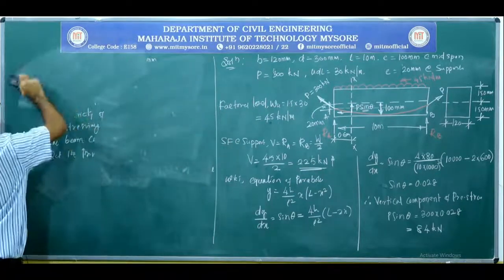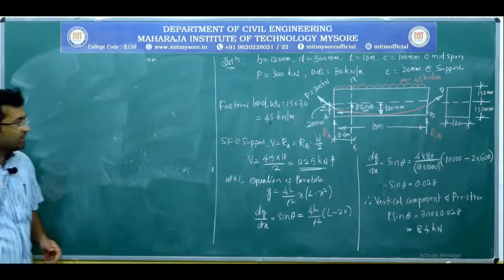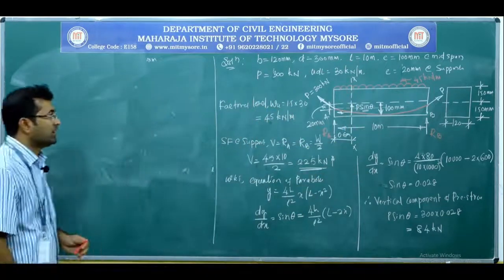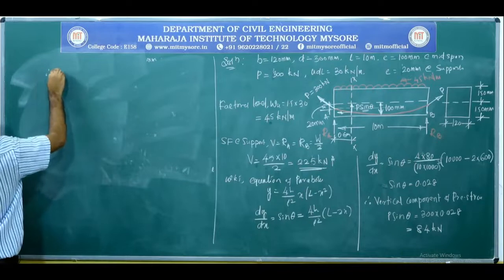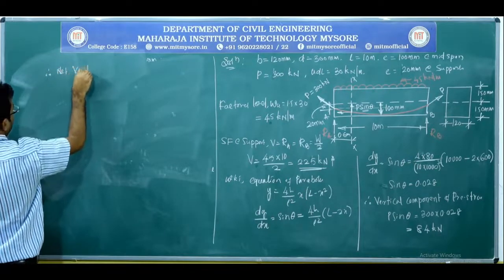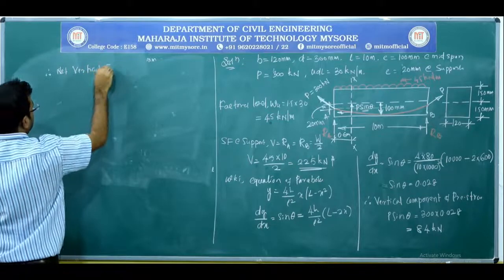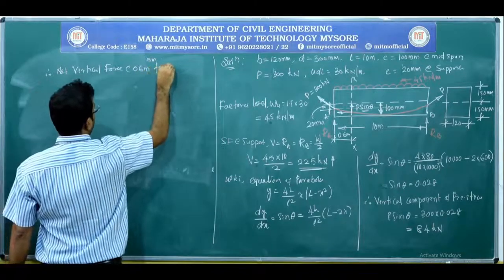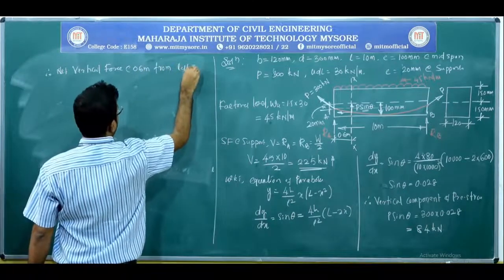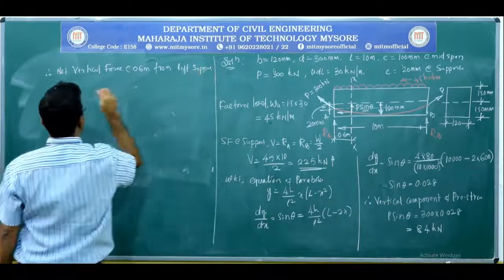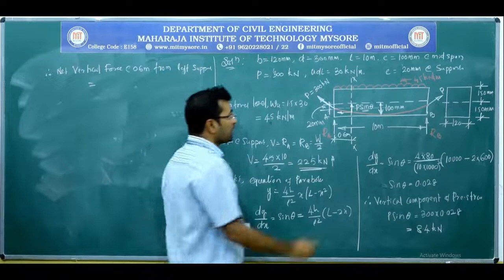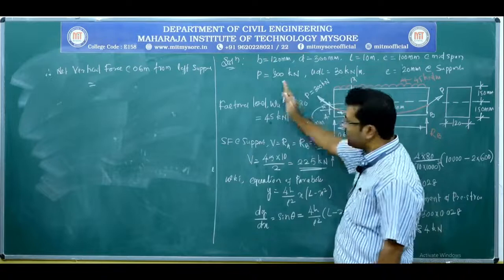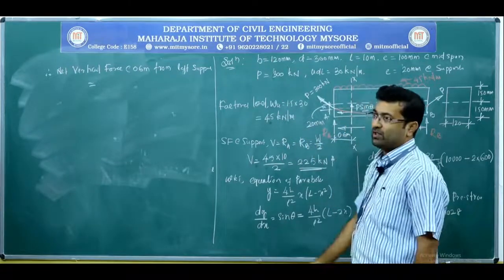next we need to work out the net vertical force at a distance of 0.6 meter from the support. That is, here exactly at this point we need to work out how much is the vertical force. So therefore, net vertical force at 0.6 meter from left support. Okay. So here to calculate net vertical force at this particular point, we need to consider either the left portion of the beam or the right portion of the beam.